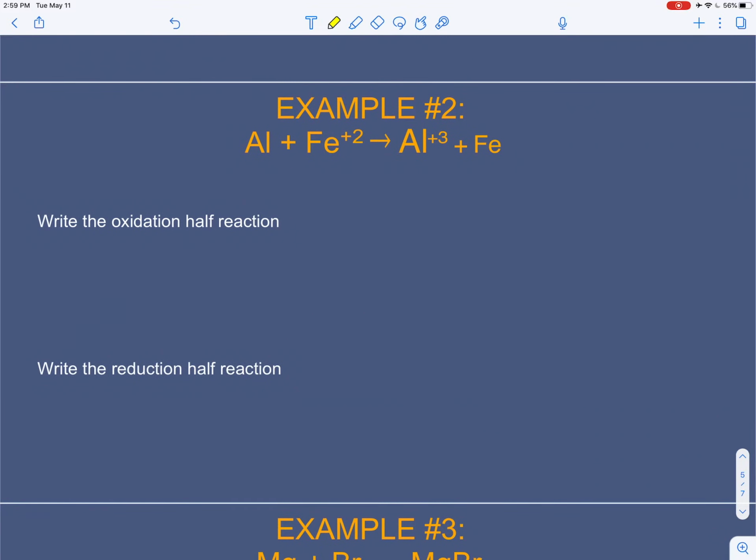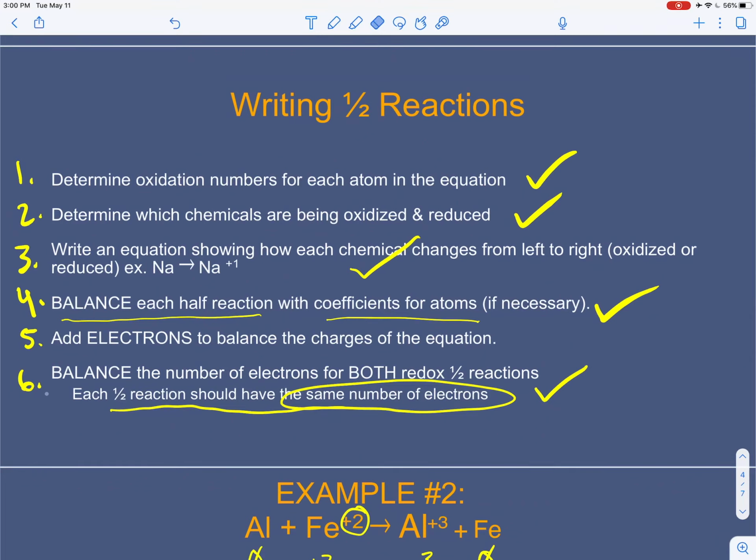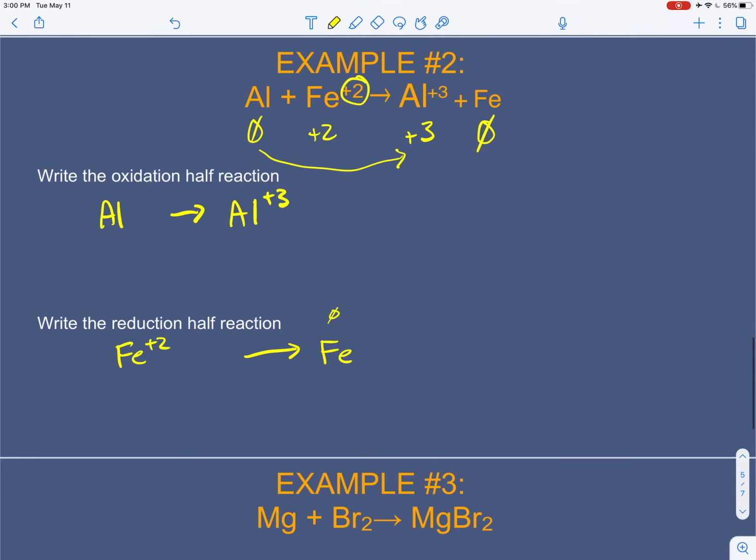So here we've got another example, and we have to write both half reactions. First thing, you want to write all of the oxidation numbers. If it has an ionic charge, that's the same as the oxidation number. So all of these are fairly easy to determine. Now we want to see what's being oxidized. Remember, oxidation is when you gain in number. So 0 to +3, aluminum here is being oxidized. What's being reduced? That means the iron +2 is literally being reduced to iron 0. So we just went through the first 3 steps here. We did the oxidation numbers, we figured out what's being reduced and oxidized, and we wrote those half equations. We don't have to do step 4 because there's one of each chemical.